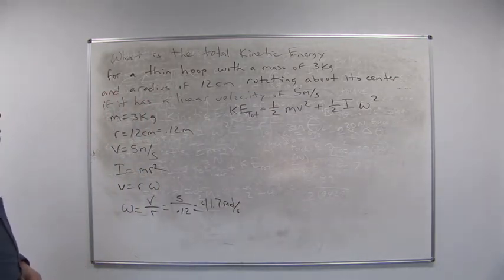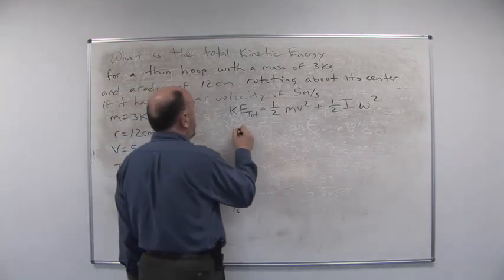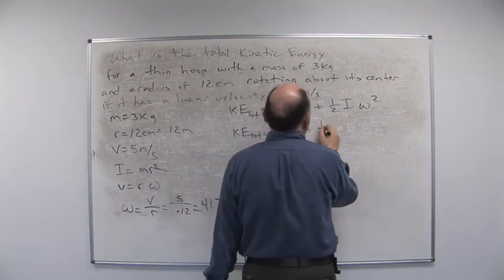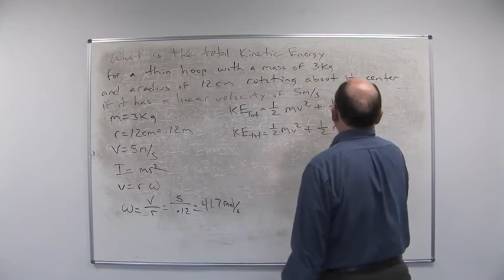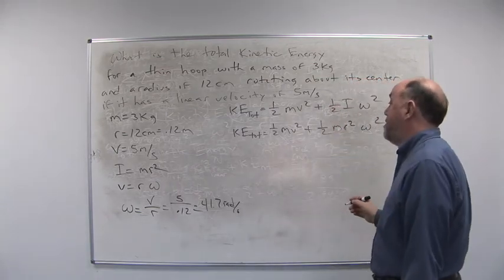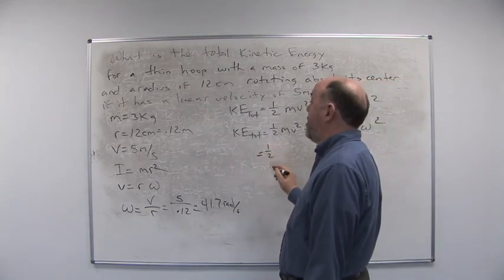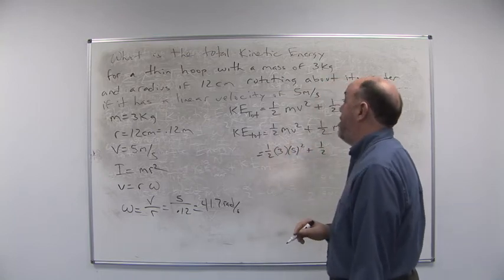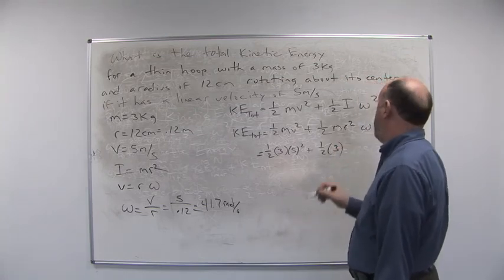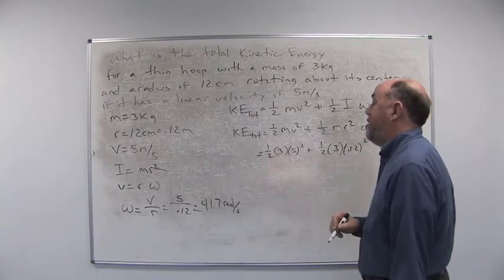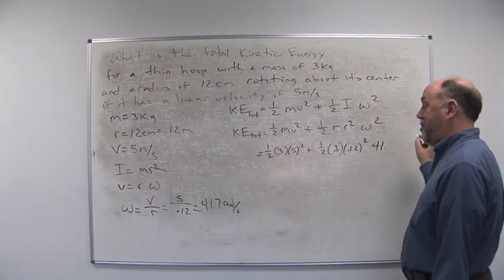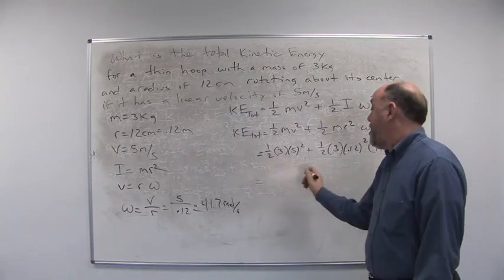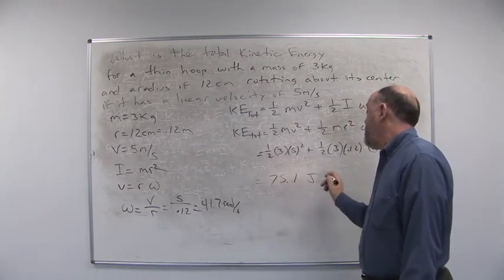So we know that. So now we can take all this and rewrite it in here. So we get total kinetic energy is going to equal 1/2 mv squared plus 1/2 mr squared angular velocity squared. So now if I plug in all my numbers, we get 1/2 times 3 times 5 squared plus 1/2 the mass, which was 3, the radius, which was 0.12 squared, times the angular velocity, which was 41.7, and that number squared. Okay. And we plug all that in, we end up at 75.1, and that'll be in joules.